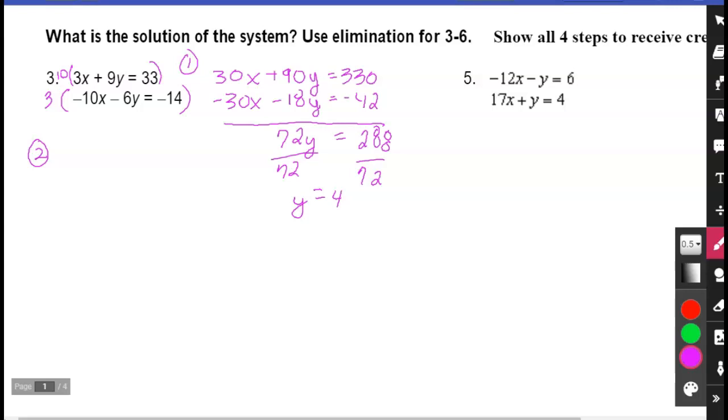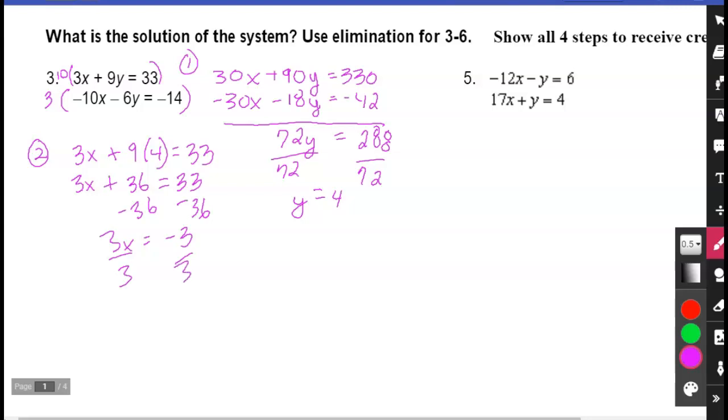Second step, find the other variable. 3x plus 9 times 4 equals 33. So we have 3x plus 36. So when I subtract 36, 3x equals negative 3. Divide by 3, x equals negative 1. So third, write an ordered pair answer. Negative 1 comma 4. And then we check it.